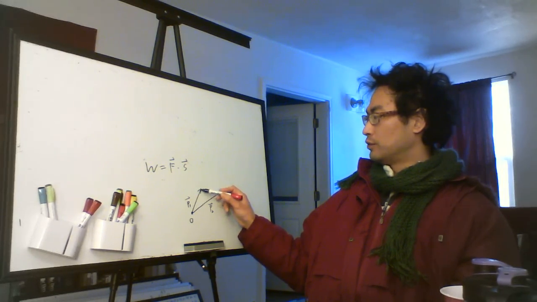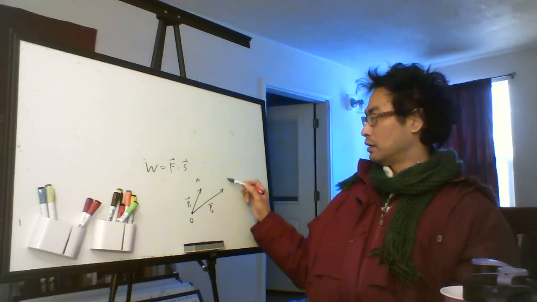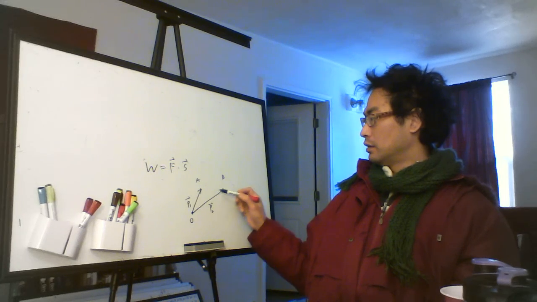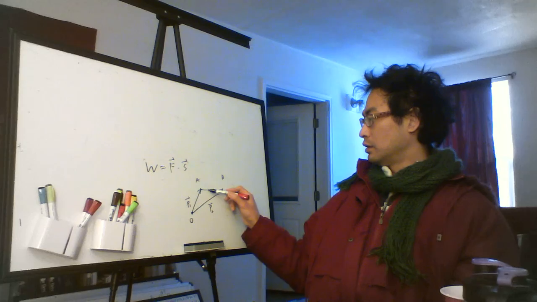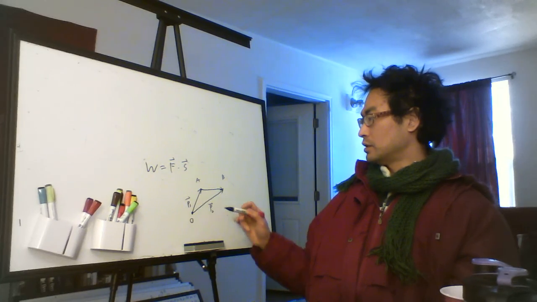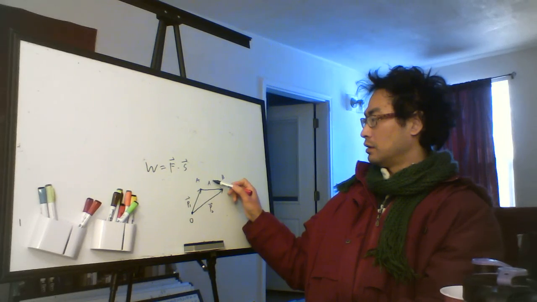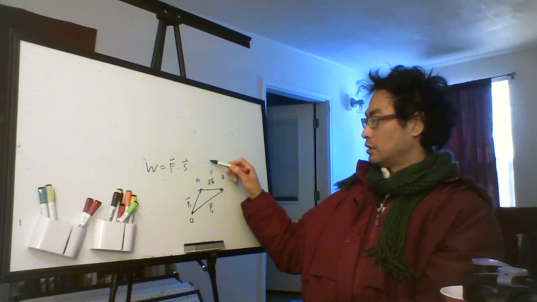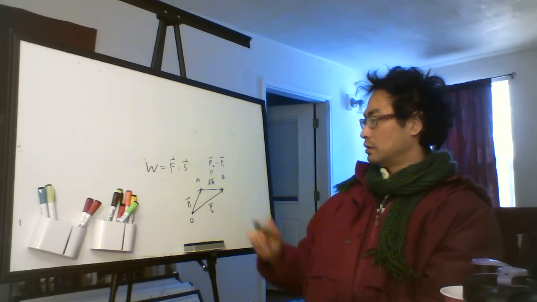So a particle moves from point A to point B. Position 1, position 2. This movement, in physics, you call it displacement. So this is AB, which is P2 minus P1. Vector subtraction.